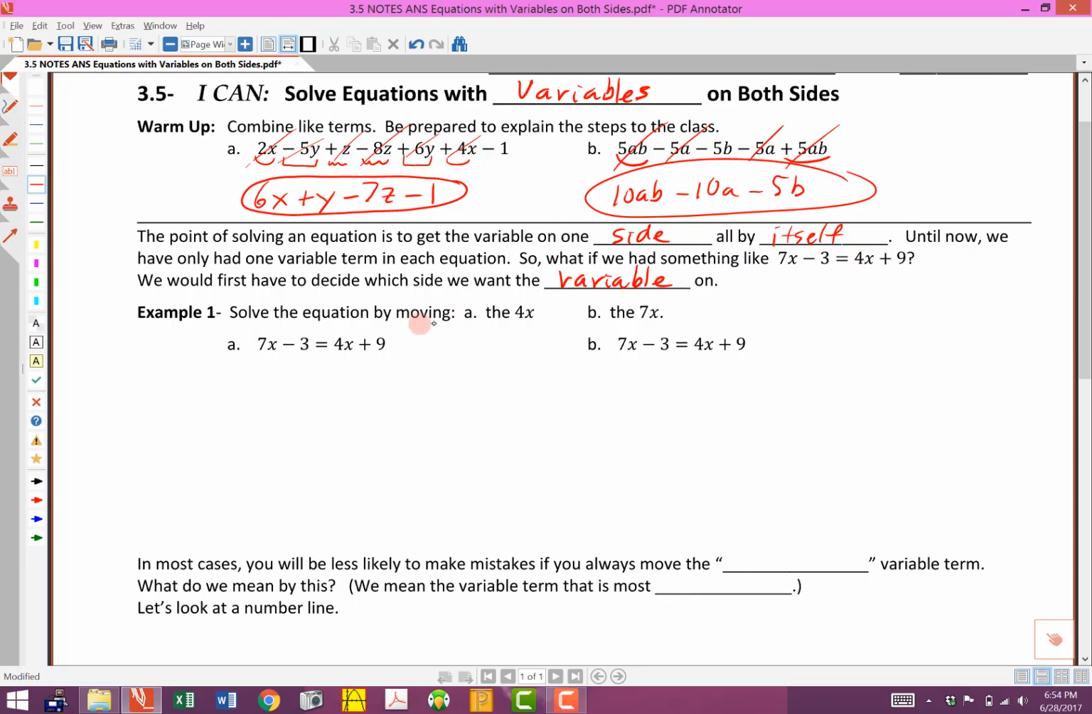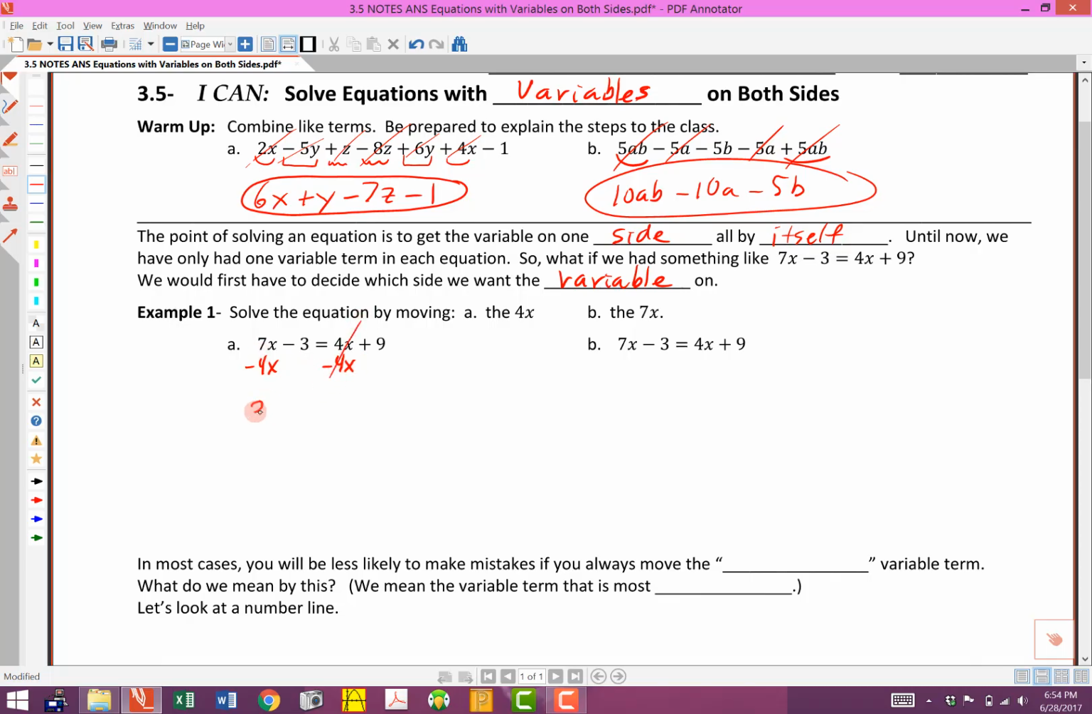And so for A, we're going to solve this by moving the 4x, and for B, we're going to solve it by moving the 7x, and let's see what we end up with here. Now when we say move it, what we mean is we need to cancel this out. We need to get rid of a 4x. That's a positive 4x. So we're going to undo that, or we're going to cancel that out with its additive inverse. So I'm going to subtract 4x from both sides. So if I move this to the other side, it becomes negative. We're going to subtract that from both sides. Those cancel to be 0.